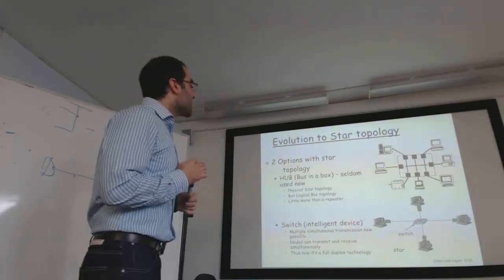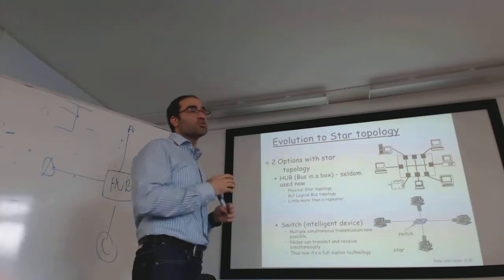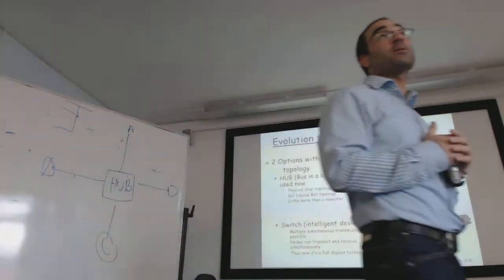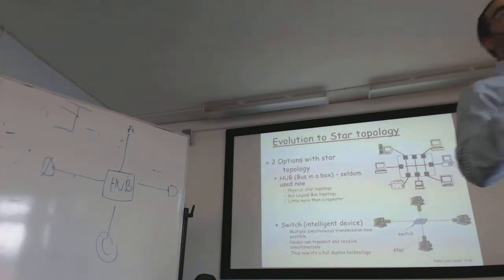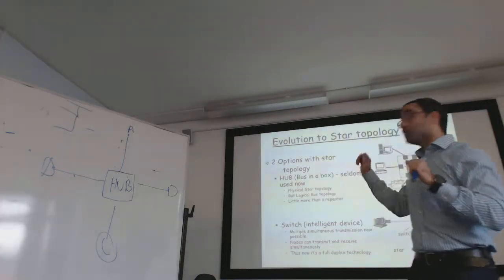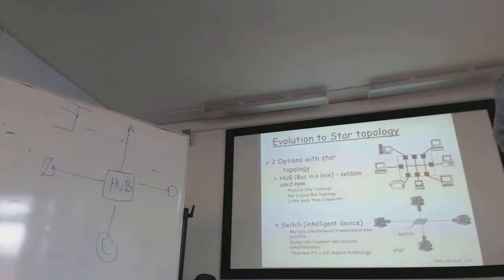There are multiple simultaneous transmissions inside those switches, so you can send and receive at the same time, because there is no collision. Nodes can transmit and receive simultaneously. Thus, they are full duplex technologies. I'm going to describe the switch in full detail later on, but at the moment, is that clear as a basis?